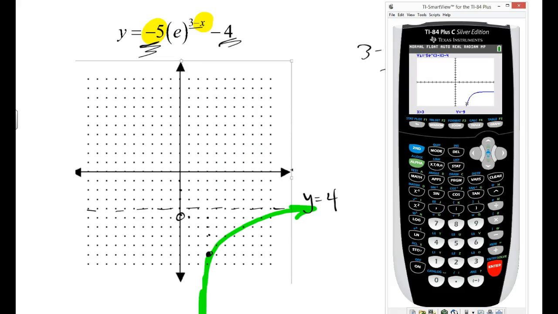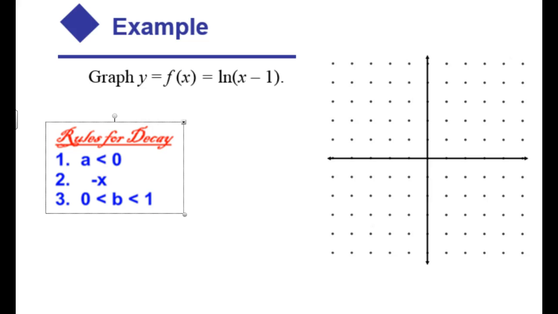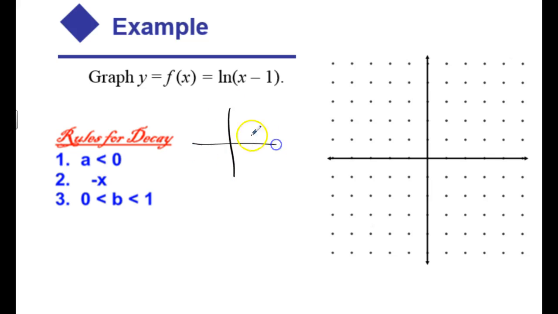So checking this on my calculator, I just typed in the function and hit trace. I'm interested to find out if at 3 over, if I was really down 9 units, and it is. So I could also look at rules for logarithmic functions. Well, log functions are the inverse of exponents.